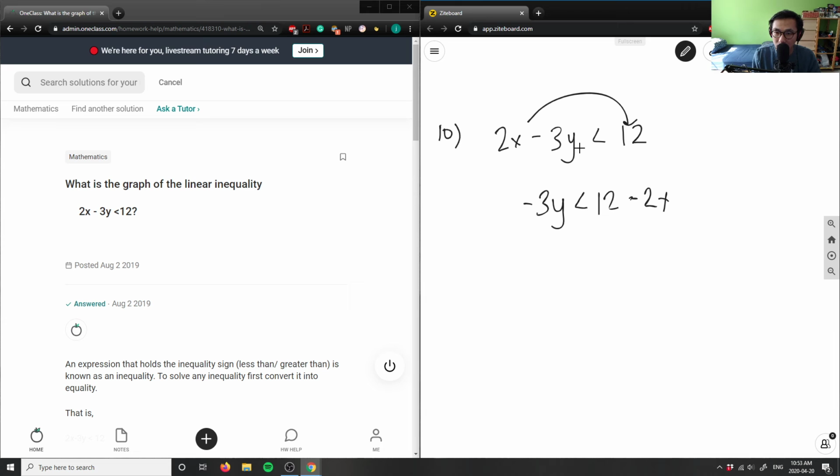Oh, let me just draw this out first. If I divide both sides by negative 3 here, you have to be careful. Every time I divide something by negative 3, and if I have an inequality here, it flips the sign. So in this case, I have y here, instead of less than, it's going to be greater than, and then this would be negative 4. 12 divided by negative 3 is negative 4, and then I'll have plus 2 over 3x here.